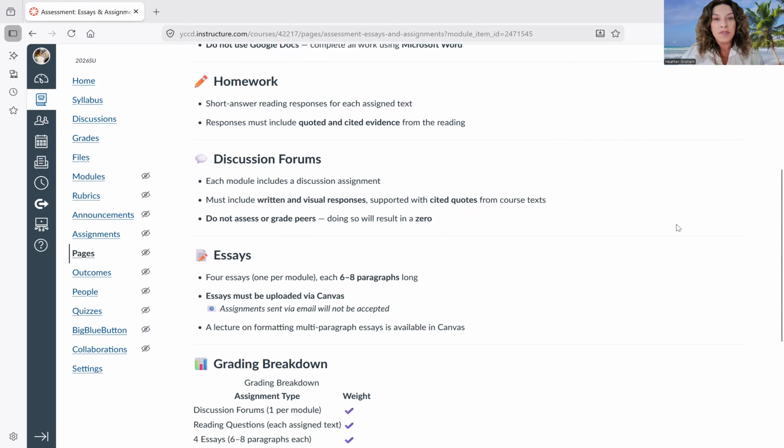The discussion forums, every module does have a discussion forum. It actually has two. There will be one graded, and then there's one that is non-graded, and it's for you guys. I'll go over that in just a second. But your homework, again, just to review, we're talking about some short answer questions that should be cited for each reading, and one required discussion post per module, and then there will be one essay per module. So there are 4 essays total, 4 required discussion posts total, and then the homework assignments are per reading. So you'll see that in just a second.